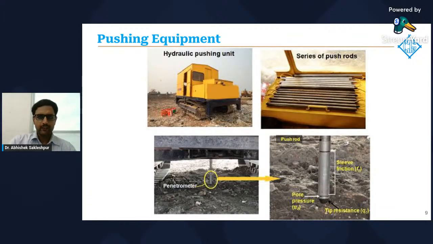Now, the pushing equipment involves either a tractor or crawler mounted CPT rig or CPT trucks. When we push the cone, we basically connect a series of 1 meter long rods as we push the cone into the ground. Here on the bottom, we can see more pictures of the penetrometer and the CPT probe itself. The probe contains various sensors such as load cells or pore pressure transducers that allow us to measure these various quantities.